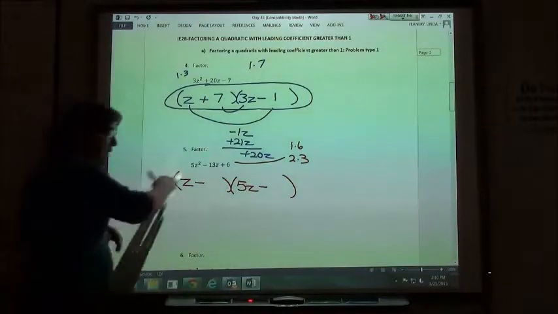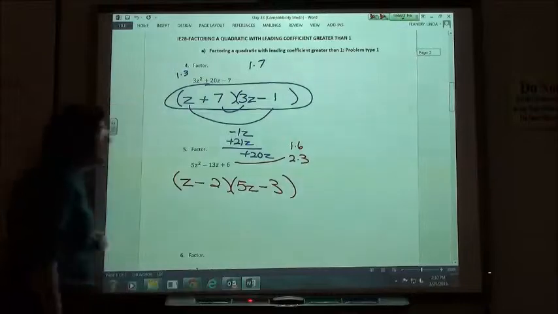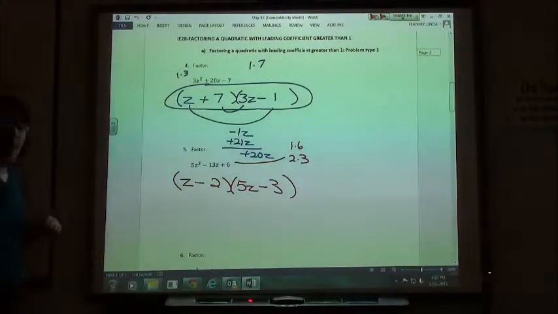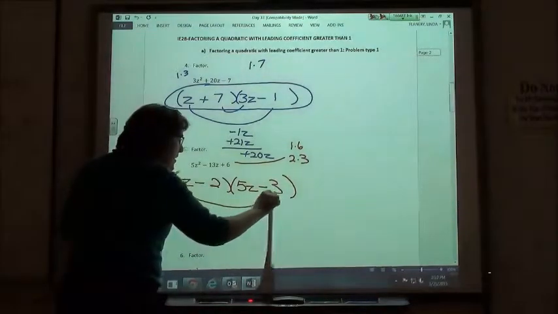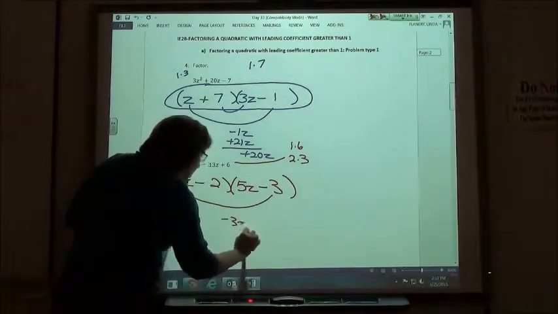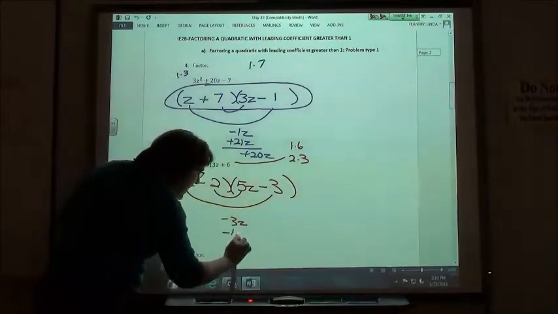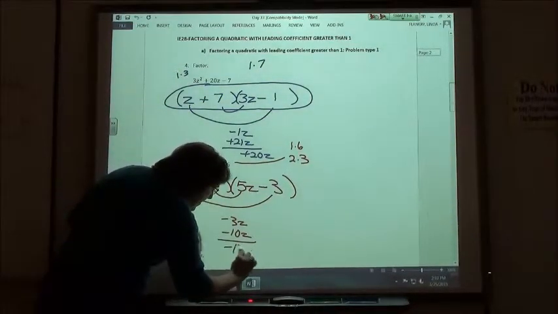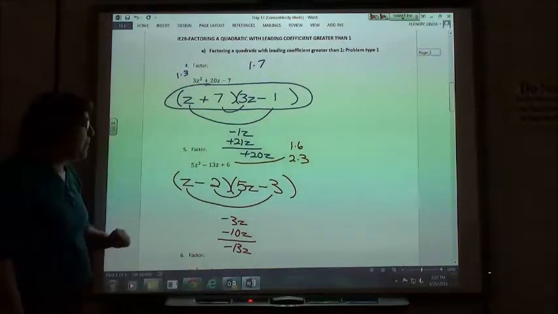Again, you can kind of plug them in your head, but I'm just going to, for guessing sake, put them in and check it out, just for practice. So if I do the 2 and the 3 and I check it, z times negative 3 would be negative 3z. Negative 2 times negative 5z is negative 10z. And hey, that did add up to the negative 13z, so I've got the right number in the middle.